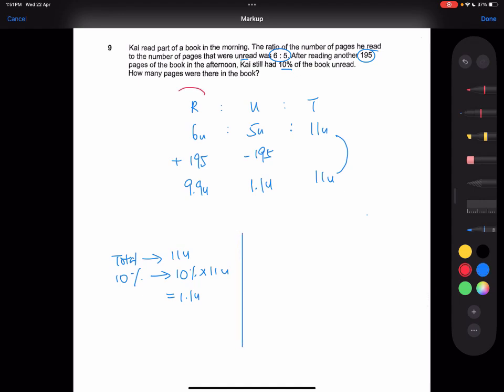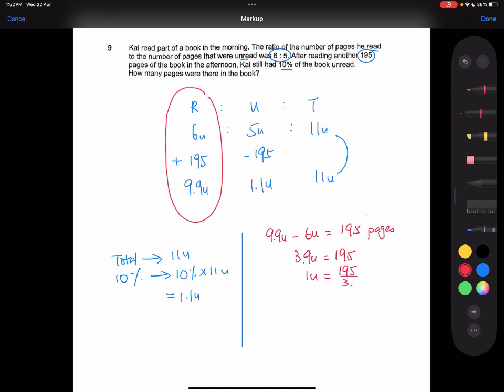Alright, if we focus on this part, we can see that 9.9U minus away the initial pages read, 6U, that's 195 pages, right? So 3.9U is 195 pages. 1U is equals to 195 divided by 3.9. Okay, that gives us 50.